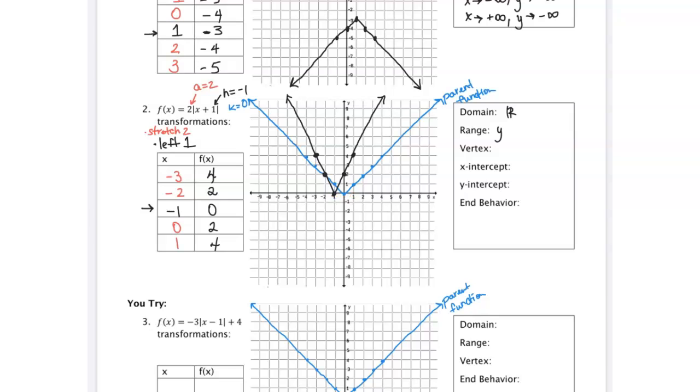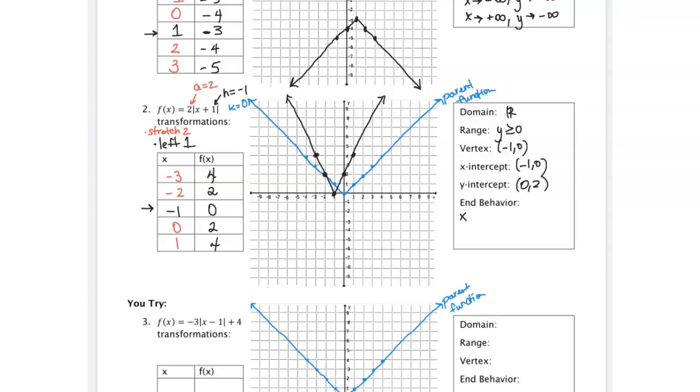So then our range is y is greater than or equal to 0. Our vertex is at the point -1, 0. Our x-intercept, so that's where on the x-axis our graph is touching or crossing, and here it's at -1. So this is the point -1, 0. Our y-intercept, where on the y-axis our graph is crossing, is at the point 0, 2. So 0, 2 is the y-intercept.